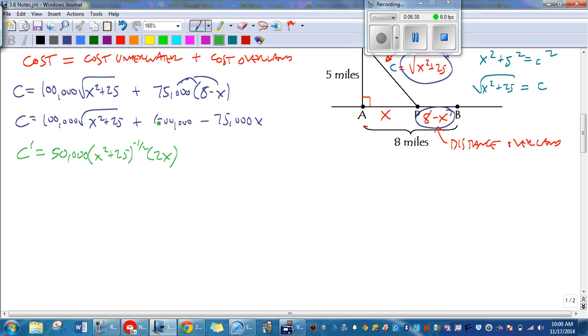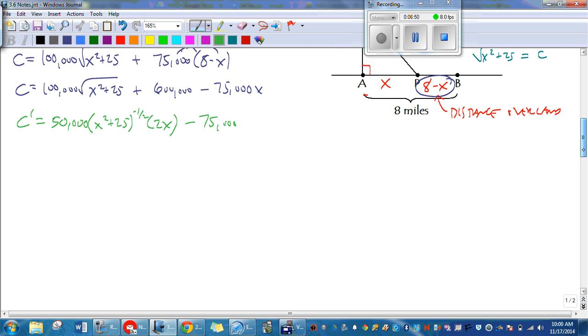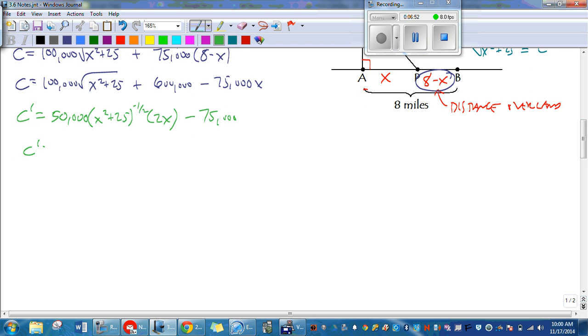Next term is just a constant, so what's the derivative of a constant? 0. All right? Minus the derivative of 75,000x is just going to be 75,000. So we can kind of clean up that first part here. The 2x times the 50,000, we get 100,000 times x, all over the square root of x squared plus 25, minus 75,000.